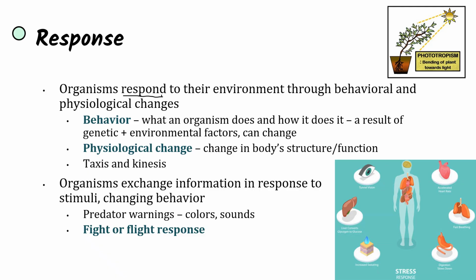An example here are taxis and kinesis, and those are two types of animal movement in response to stimuli, but they differ in how the movement is directed. Taxis is a directed movement towards or away from a stimulus, while kinesis is a non-directional change in speed or turning in response to a stimulus. So this is one form of behavioral response, where we're moving towards or away from a stimulus, or moving in a certain direction as a response to a stimulus. That's a behavioral change. That's what the organism does and how it does it.